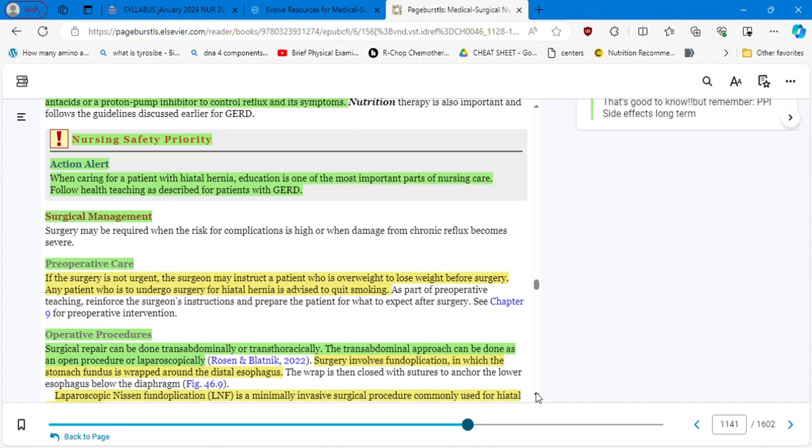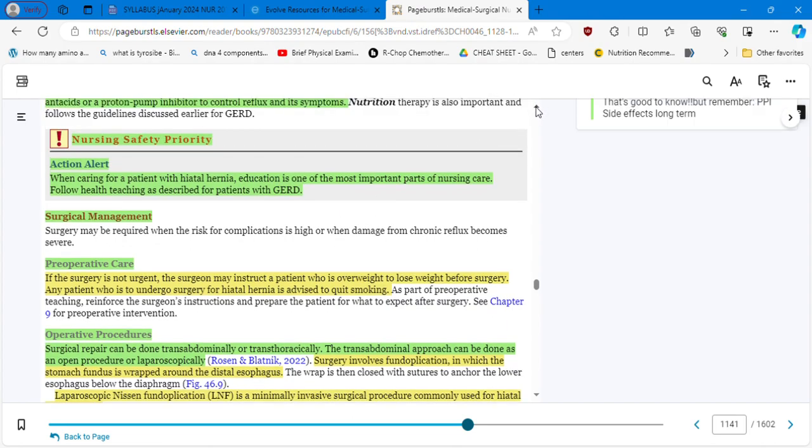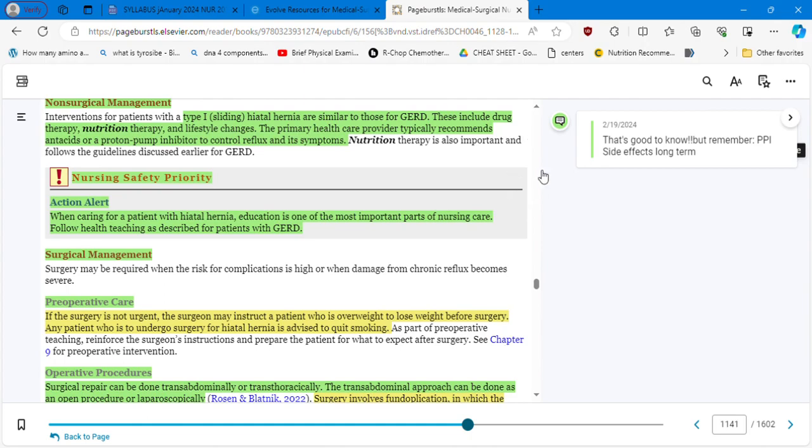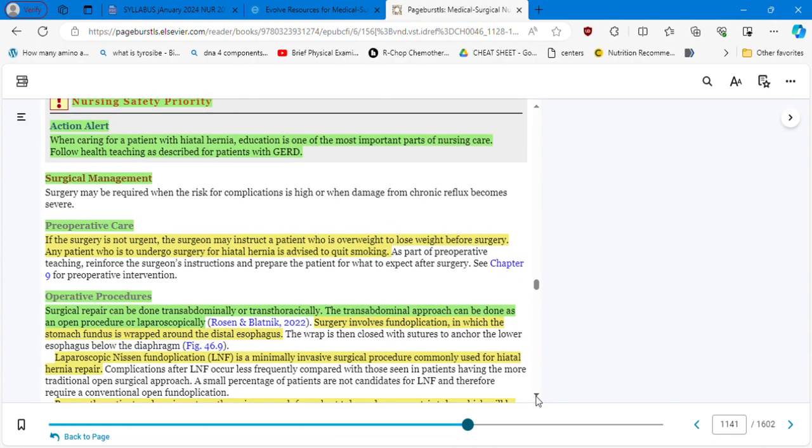Action alert: when caring for a patient with hiatal hernia, education is one of the most important parts of nursing care. Follow health teaching as described for patients with GERD. I also want you to remember that when treating patients with drug therapy, think about the PPI and its long-term effects, especially when the patient is not changing their nutrition and there are no lifestyle changes, right?